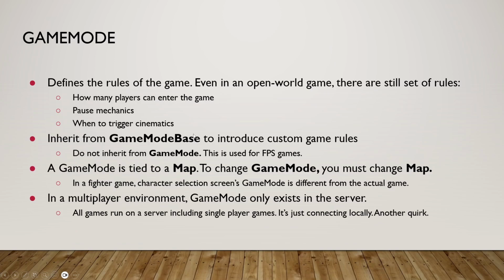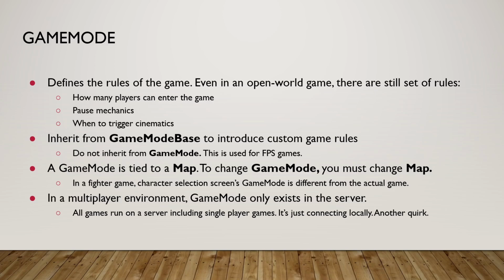Next, game mode. Game mode defines the rules of the game. So in an open world, there is a set of rules, meaning how many players can enter the game, what happens when the game is paused, and when to trigger cinematics. Game mode inherits from game mode base. Game mode is actually for FPS games, because Unreal was made for Unreal Tournament. That's why what you would use is game mode base instead, which is for custom games. You can implement custom game rules.